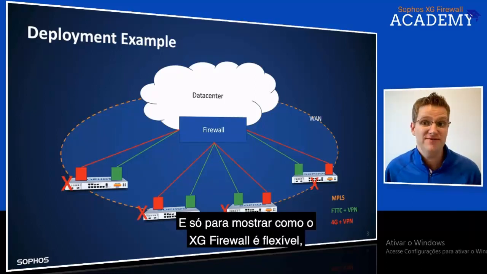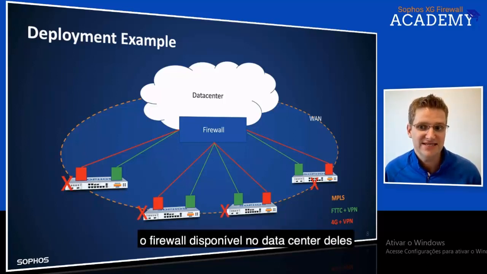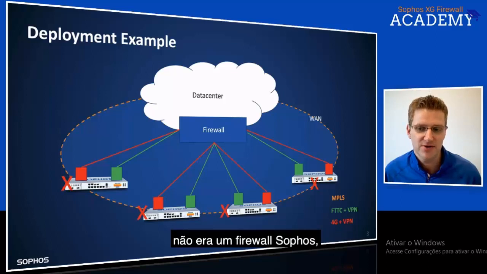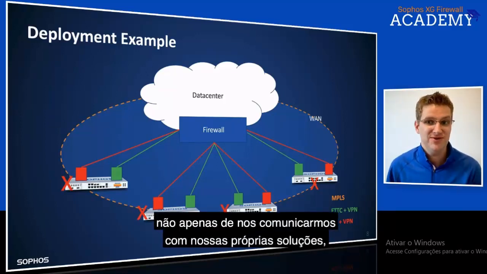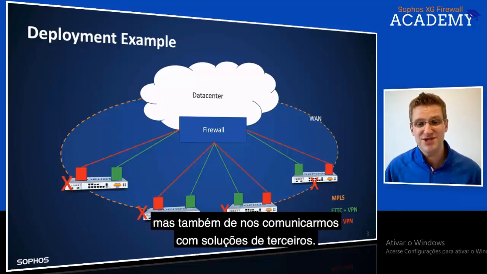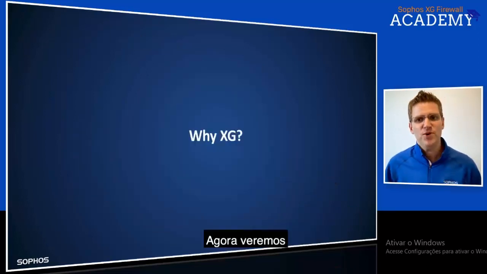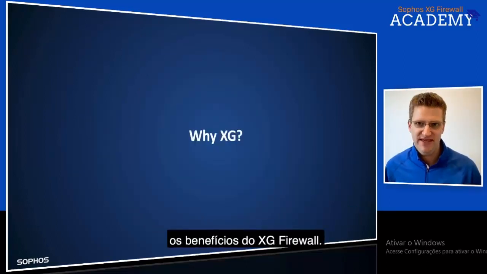And just to show how flexible the XG firewall is, that firewall that's in their data center wasn't actually a Sophos firewall, it was a third party. So it shows our abilities not only to communicate with our own solutions, systems, but also to communicate with other third-party solutions as well. Now, at this point, we will move on to the benefits of the XG firewall.